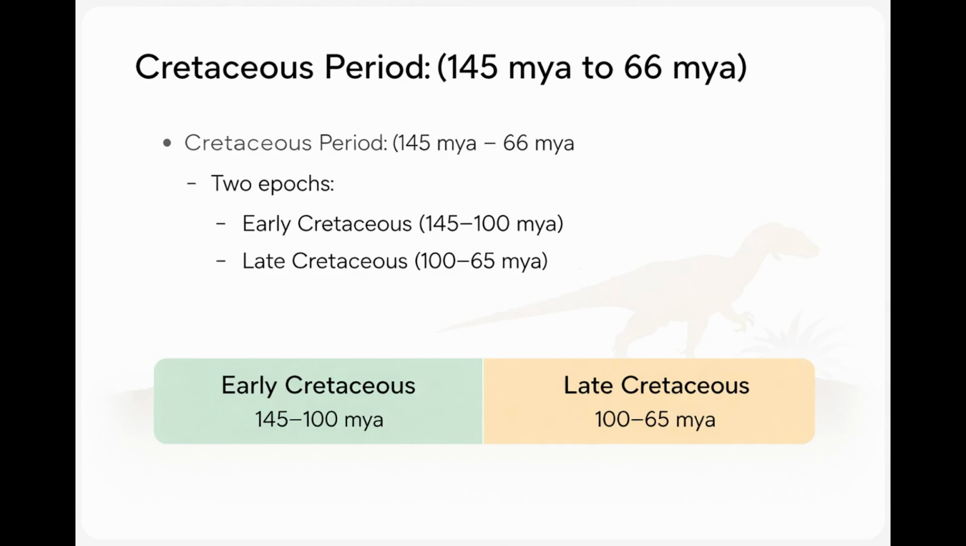In this material, it's divided into two epochs: the Early Cretaceous from 145 to 100 MYA, and the Late Cretaceous from 100 to 65 MYA.